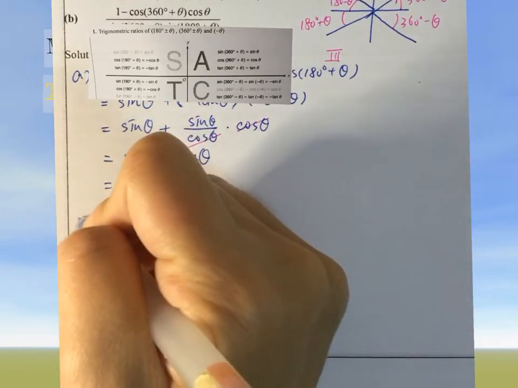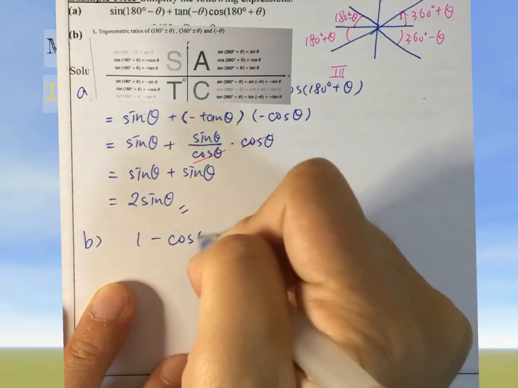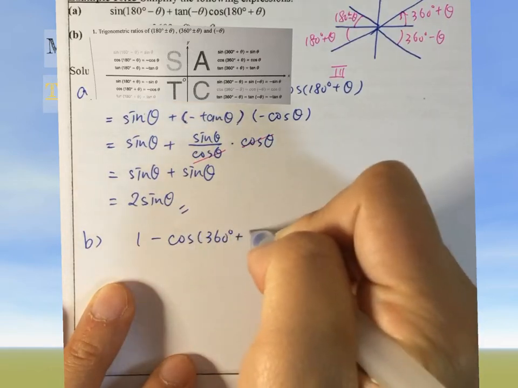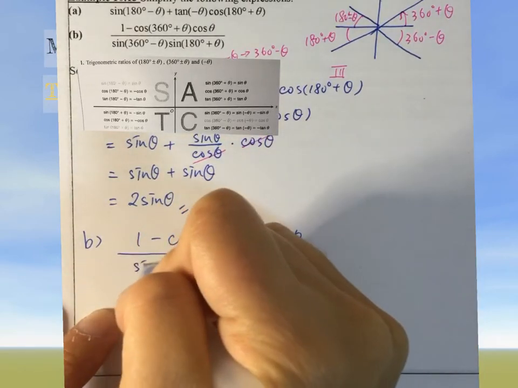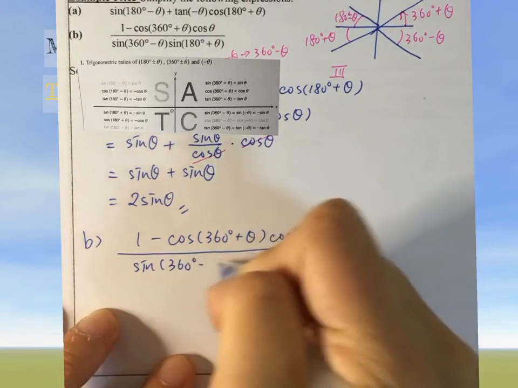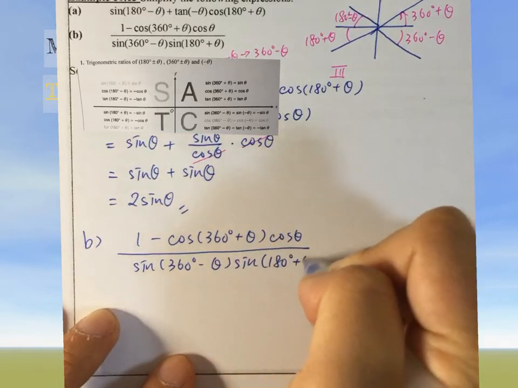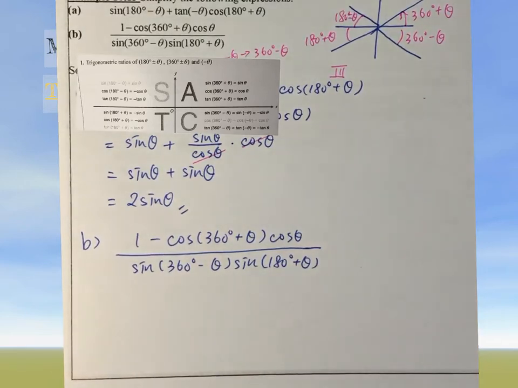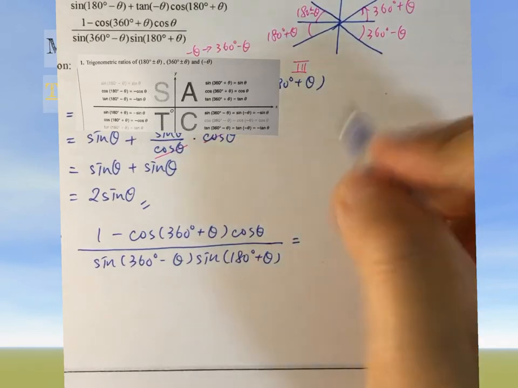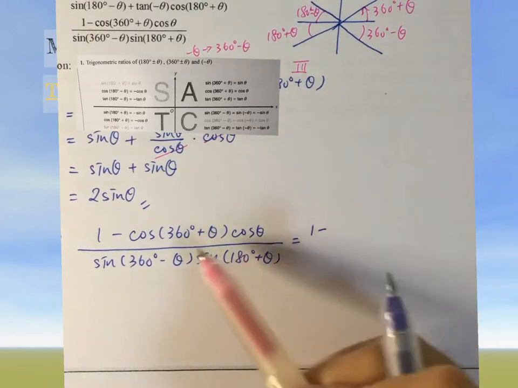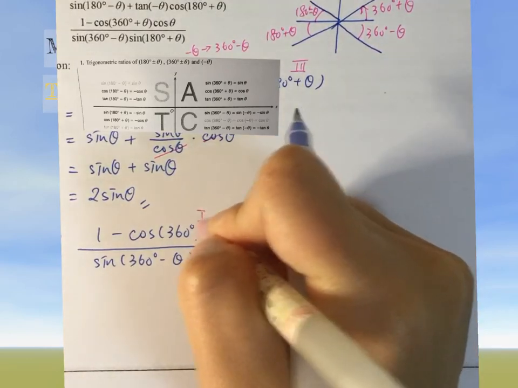So the case is actually similar when you do a question which is more troublesome, which is in part B. So for part B, the question is 1 minus cosine of 360 degrees plus theta times cosine theta, divided by sine of 360 degrees minus theta times sine of 180 degrees plus theta. Okay, so let's do it one by one. So let's copy 1 minus first, and then you check out the quadrants one by one.